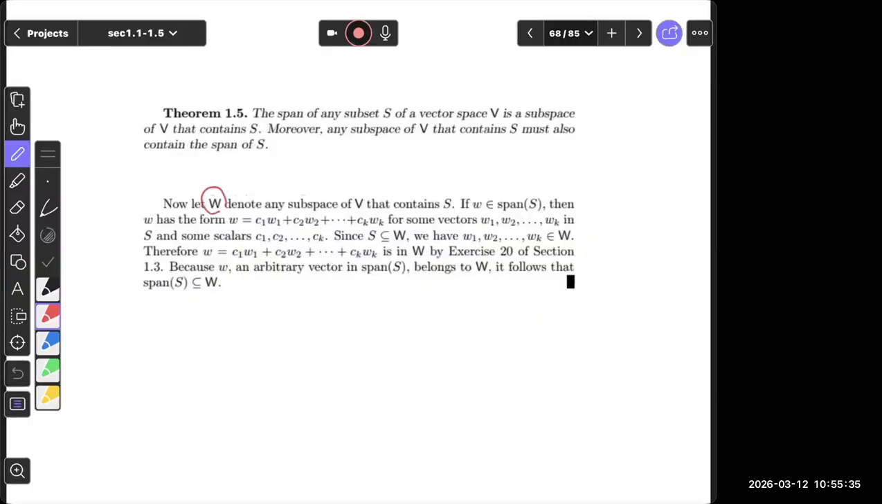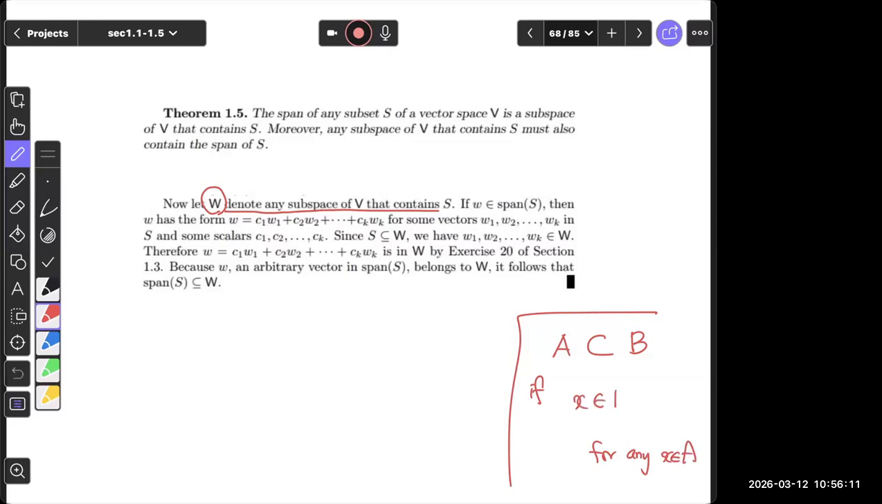Suppose that W denotes any subspace of V that contains S. Now, to prove that the span of S is included in W, please remember that in elementary school days, given two sets, if I want to show that A is a subset of B, when I choose any X in A, if I can show that X belongs to B, then that will prove that A is a subset of B.